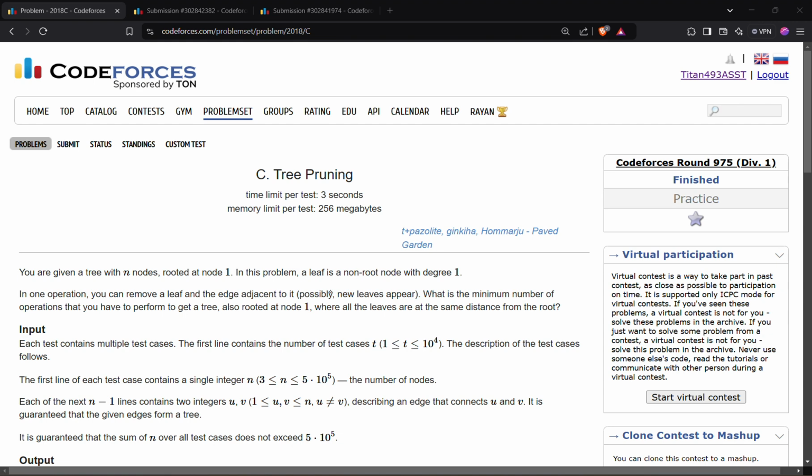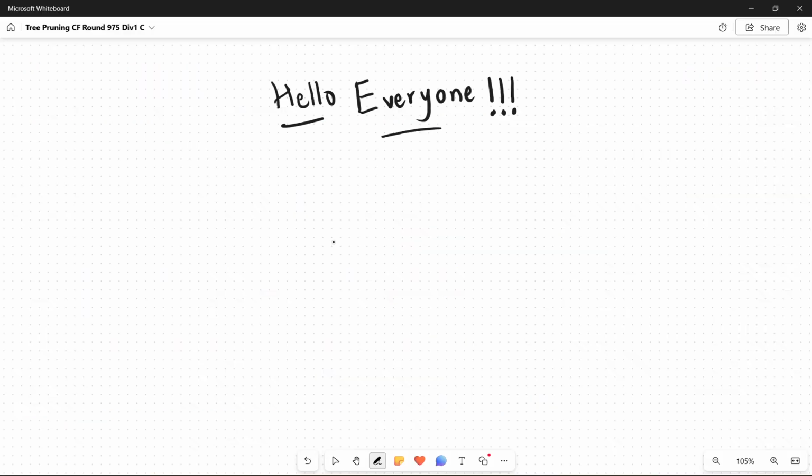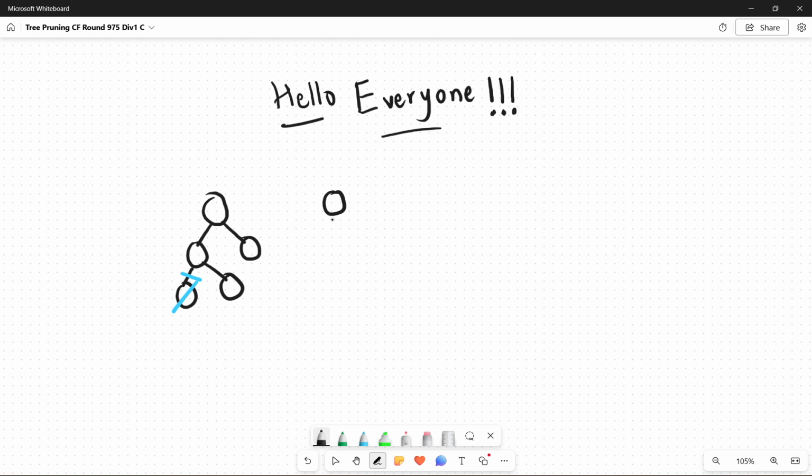So let me explain this part as well. So possibly new leaves appear. That's pretty simple. So consider this tree. Now if you remove this node and the edge adjacent to it, then our tree will become like this. Did new leaves appear? No, just this one vanished. This and this are the only nodes remaining now.